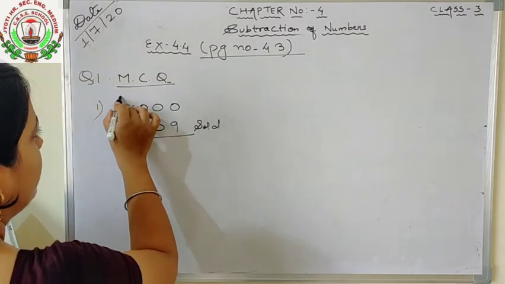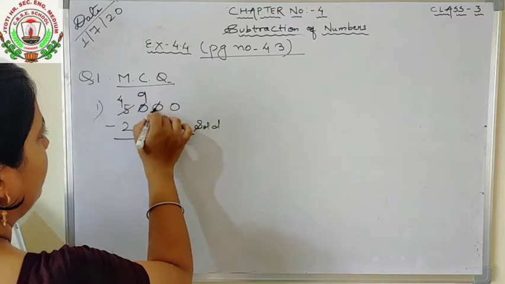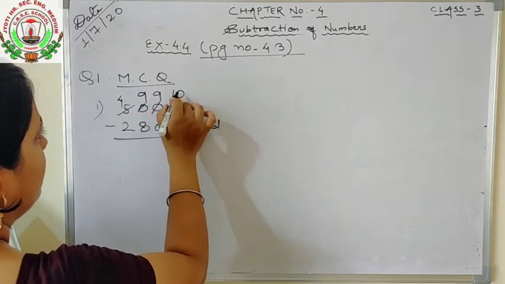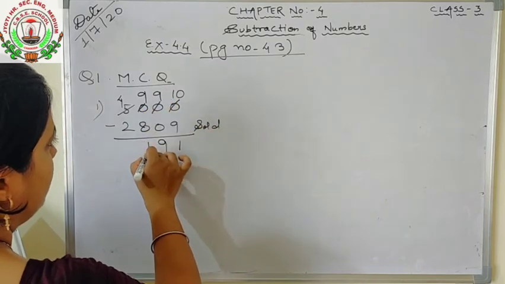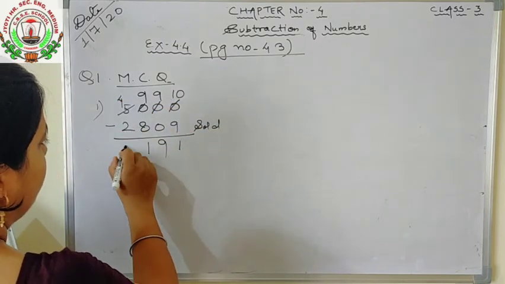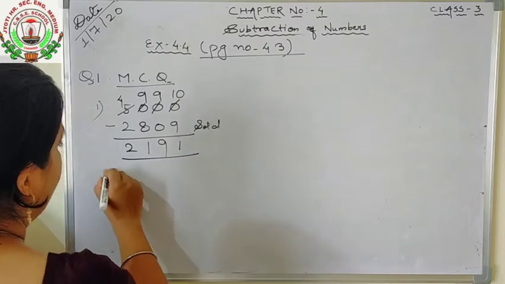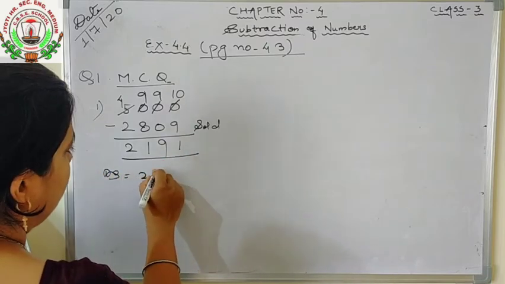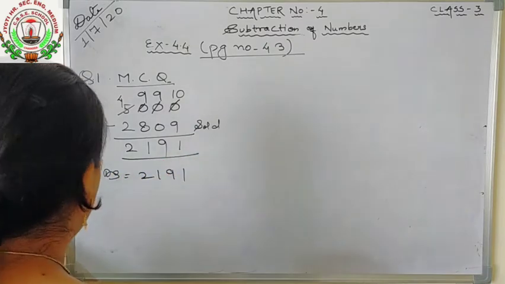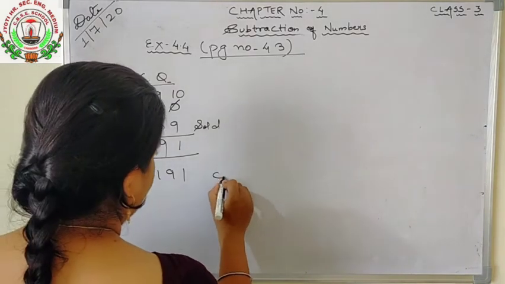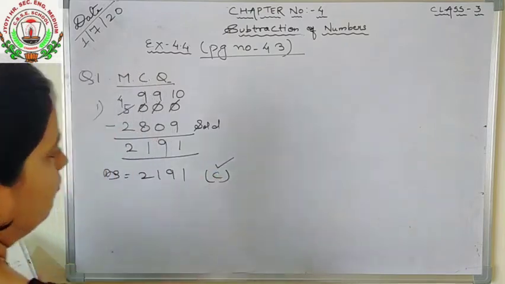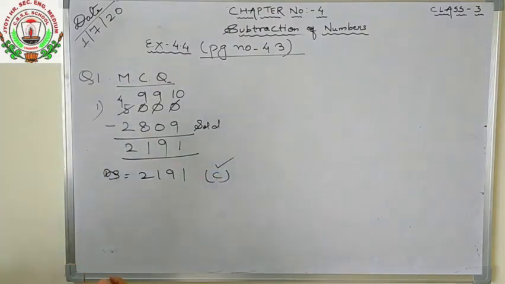We will take a carry from here. 9, 9, 10. 10 minus 9 is 1. 9 minus 0, 9. 9 minus 8, 1. 4 minus 2 is 2. So what is our answer? Answer is 2191, which is given in option number C. So you will tick option number C for question number 1.